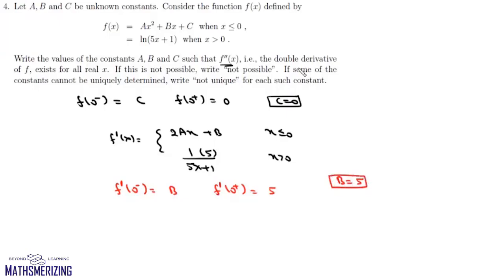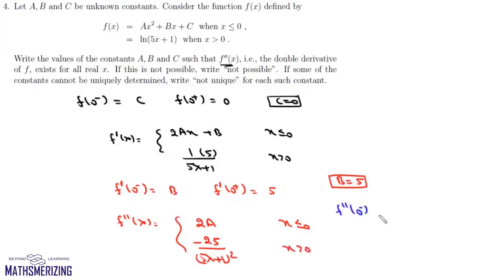And for its second derivative, again the left hand limit must be equal to the right hand limit. That means if we find f double dash x, it is 2a when x is less than or equal to 0, and minus 25 upon (5x plus 1) whole square when x is greater than 0. f double dash 0 negative is 2a, and f double dash 0 positive is minus 25. If we compare it, we'll get the value of a as minus 25 by 2. So the value of a is minus 25 by 2, b is 5, and c is 0.